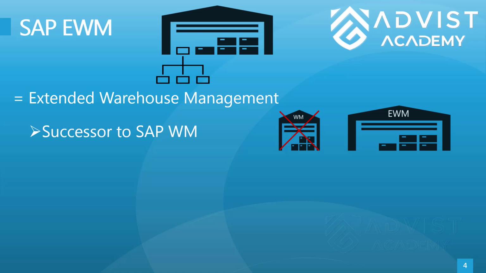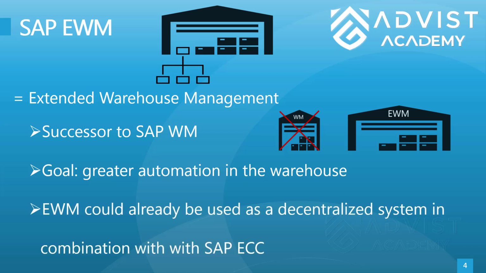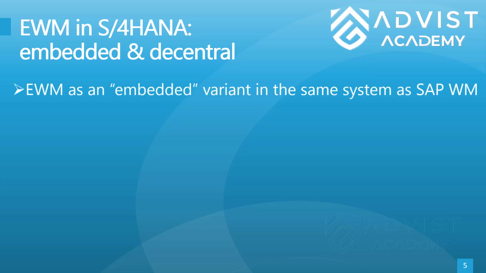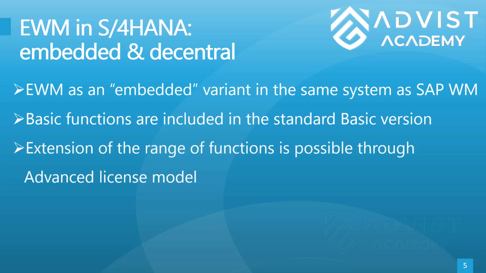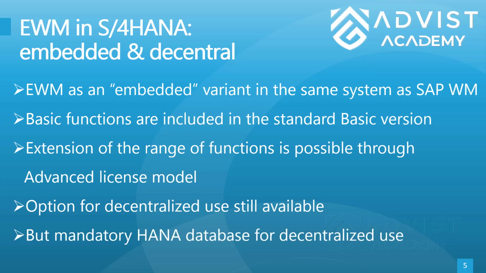EWM has grown historically from experience with SAP WM and aims to achieve greater automation in the warehouse. Extended Warehouse Management could already be used as a decentralized system in combination with SAP ECC. With S/4HANA, it is now also possible to use the module as an embedded version on the same system as SAP WM. A basic version with basic functions is always included as standard. An advanced license model can be purchased to use the full range of functions. It is still possible to use the system non-centrally, but a switch to the HANA database is also required here.